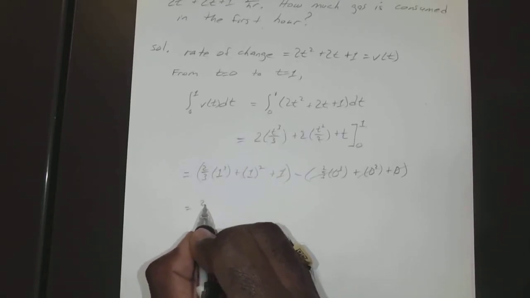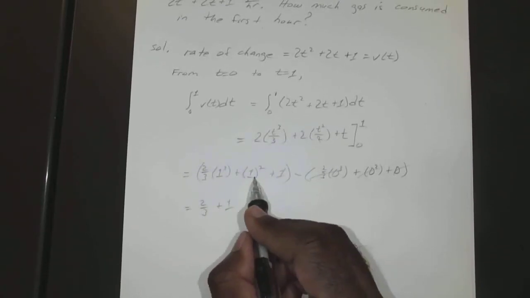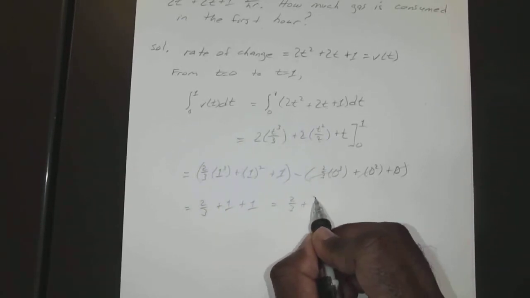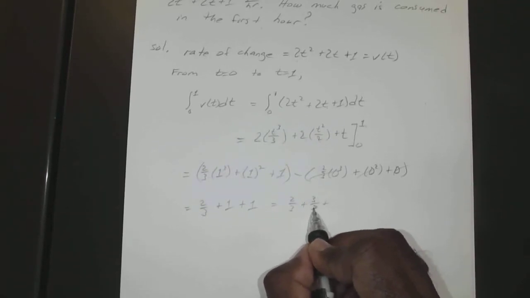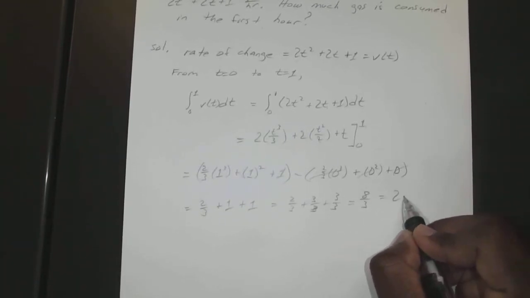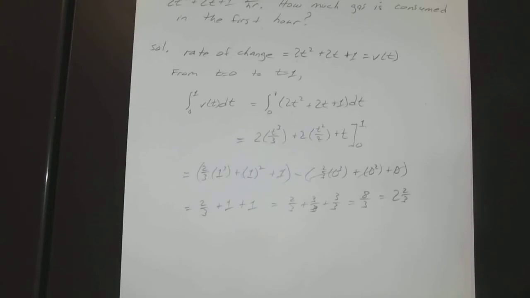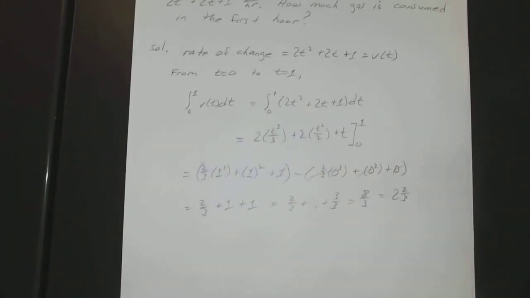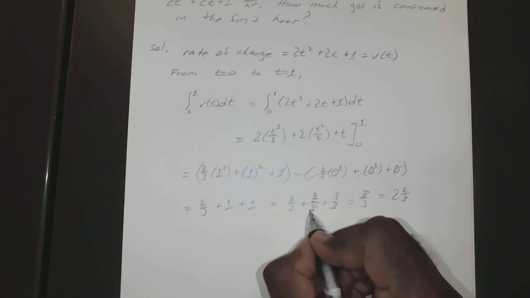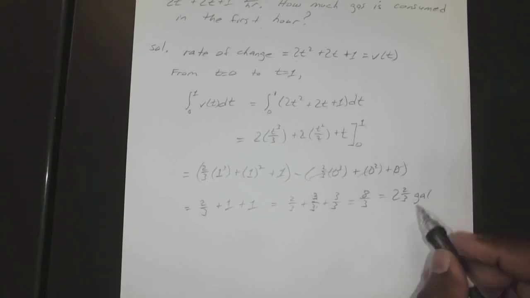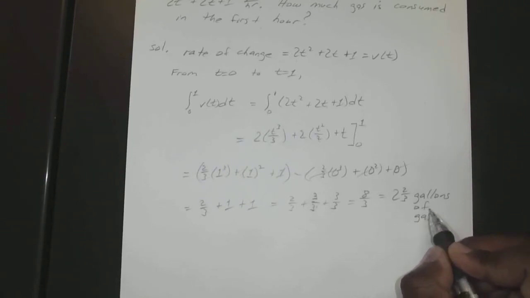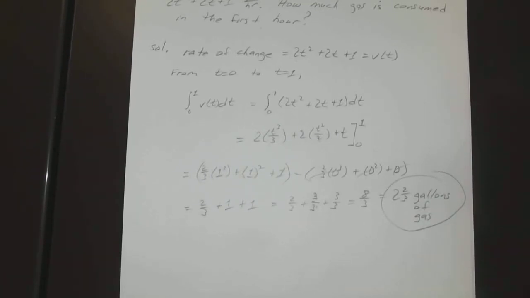Okay, so you have 2/3 plus 1 squared plus 1, which is 2/3 plus 3 over 3 plus 3 over 3, which is 8 over 3, which is 2 2/3 gallons of gas. Okay, so in the first hour, 2 2/3 gallons.